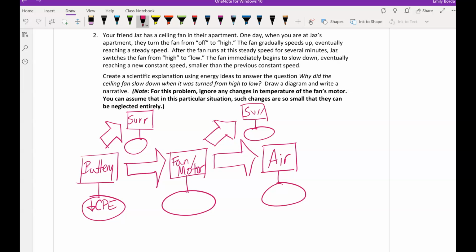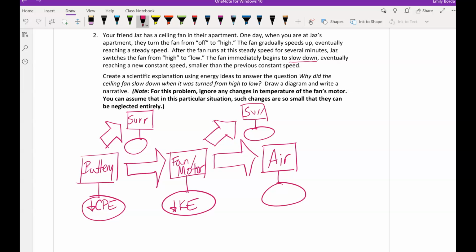Because whenever you have chemical reactions that are responsible for some kind of energy input or output, that's chemical potential energy, okay? Now the fan motor system, that's the trickiest part. We have to look carefully at this question and what it's asking. It's saying that the fan immediately begins to slow down. So what does that tell us? That means that it must be decreasing in kinetic energy. The fan blades are what we're describing here, okay?